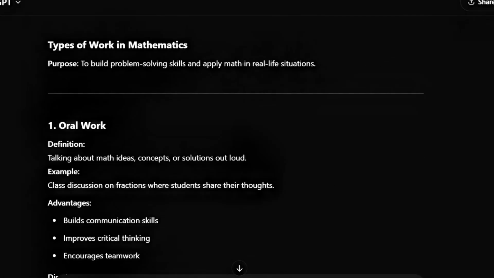Types of work in mathematics. Purpose: to build problem-solving skills and apply math in real-life situations.